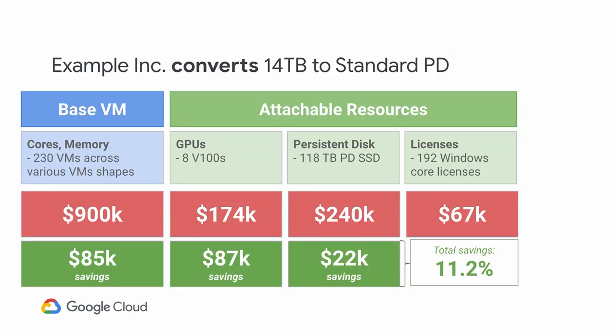So we're going back to Example Inc. again. Example Inc. took a look at their 120 terabytes, and they realized that about 14 terabytes of the PD SSD that they've provisioned, which is basically because they had a whole bunch of scripts and everyone just launched their instances and they just got PD SSD, they realized that they could cut 14 terabytes and convert that to PD standard. So that results in like a 1 to 2% increase in savings now.